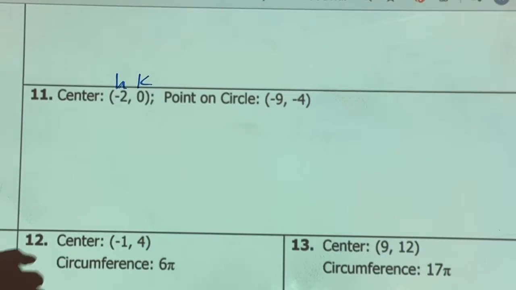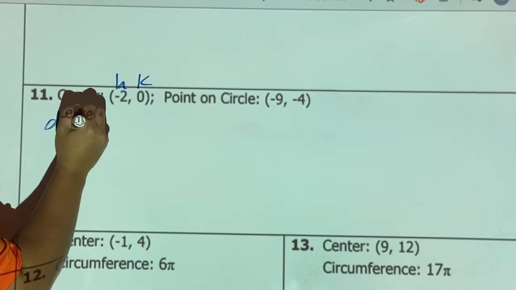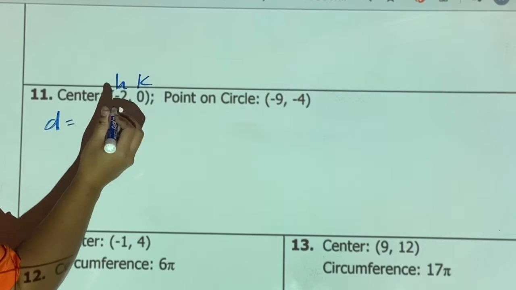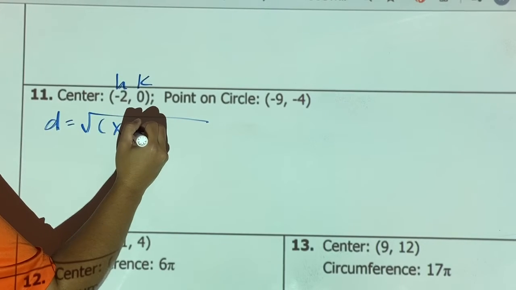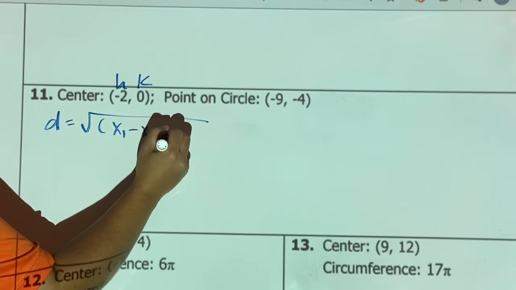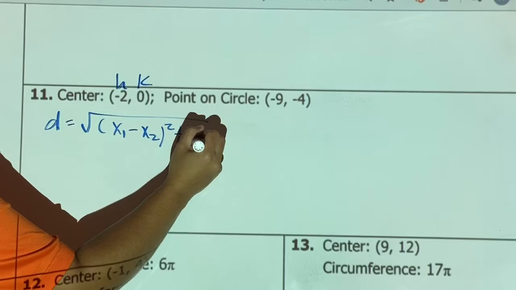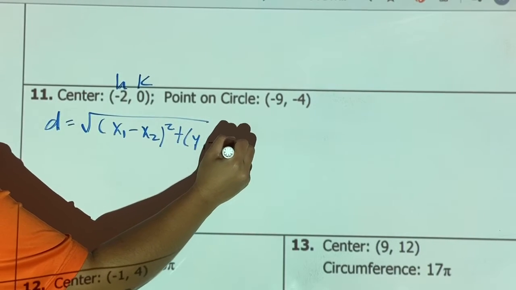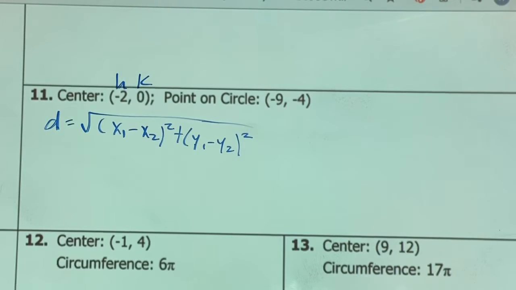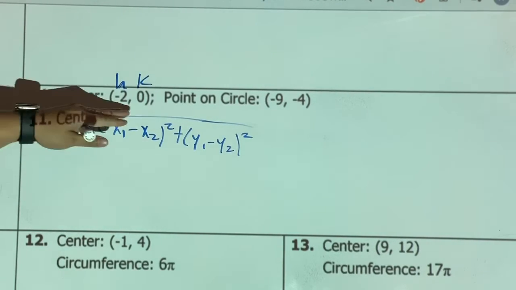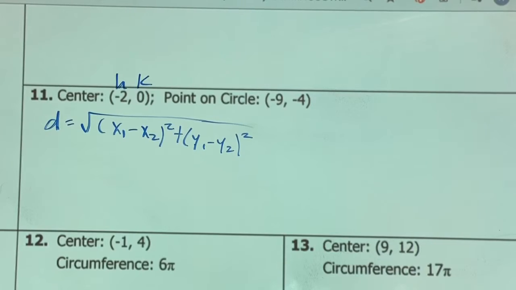The way that you find the distance, remember, as a refresher, the distance equals the square root of x1 minus x2 squared plus y1 minus y2 squared. Okay, so just as a reference to that. For the distance, we have to figure out what the distance between the center and the point on my circle is.